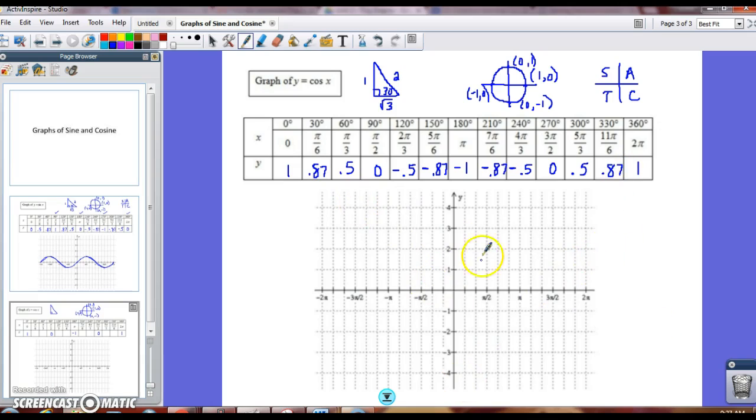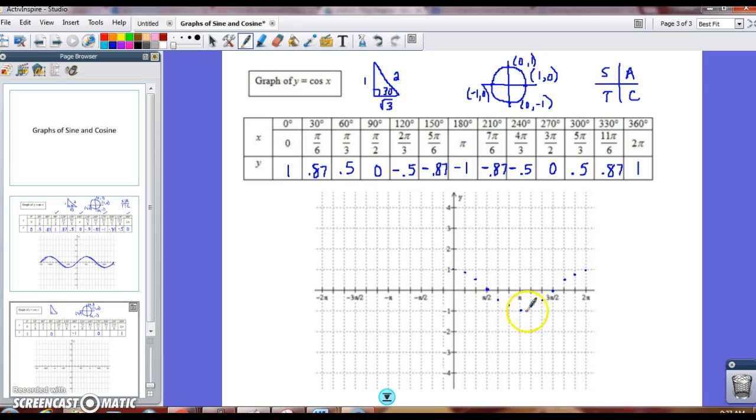Okay, so I'm going to go ahead and plot those values. So I'm at 1, and then I'm at 0.87, and then I'm at 0.5, and then I'm at 0, negative 0.5, negative 0.87, negative 1, back to 0. And another thing, once you do these enough times, you're not going to have to draw in this chart. This is just for you to see what the graphs look like and where they come from. Again, this is going to be a nice smooth curve.